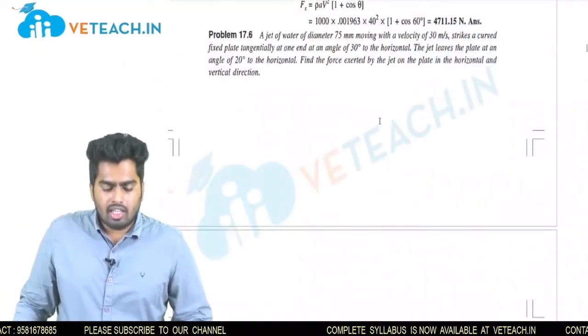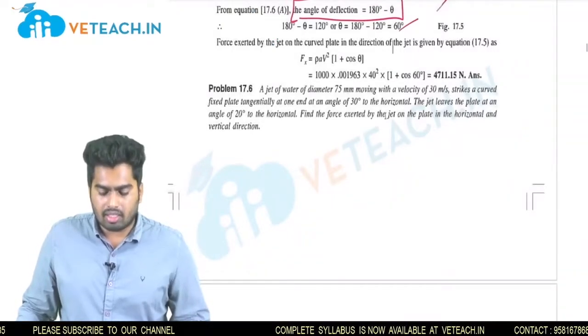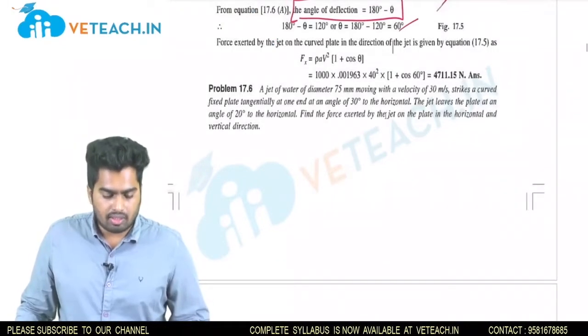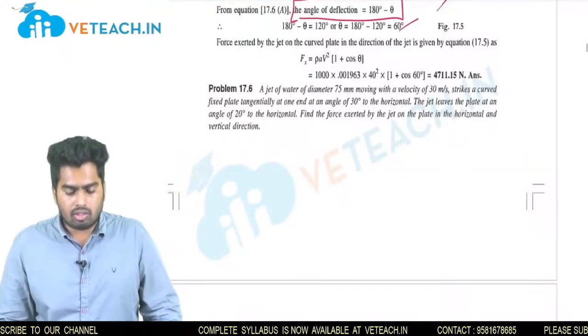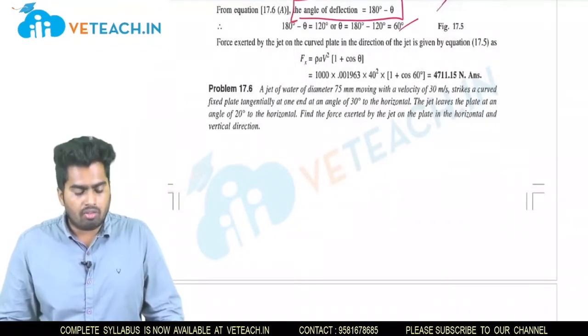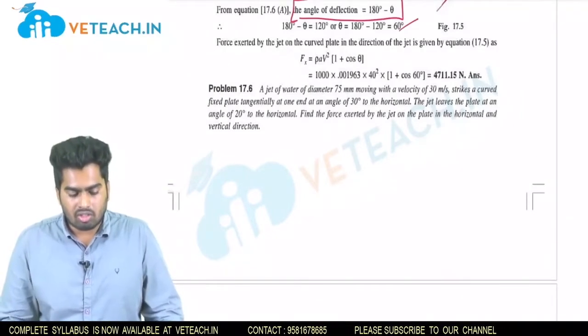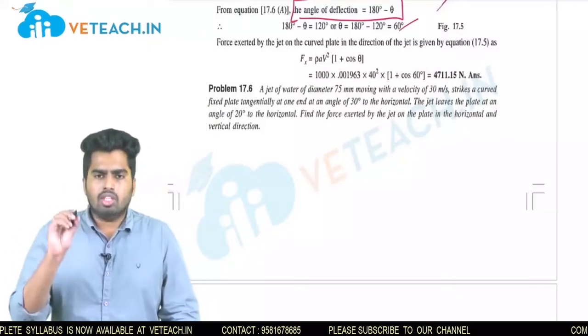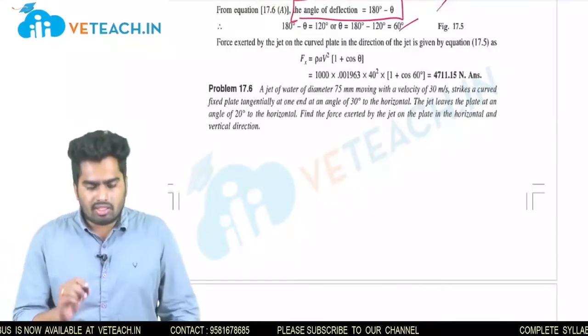Let us see one more question on the same topic, curved plate. A jet of water of diameter 75 mm moving with a velocity of 30 meters per second strikes a curved fixed plate tangentially at one end at an angle of 30 degrees to the horizontal. The jet leaves the plate at an angle of 20 degrees to the horizontal. Find the force exerted by the jet on the plate in the horizontal and vertical direction. While watching this video, pause for 1 minute, read the question yourself and try to solve it on your own. Now let us see the question.